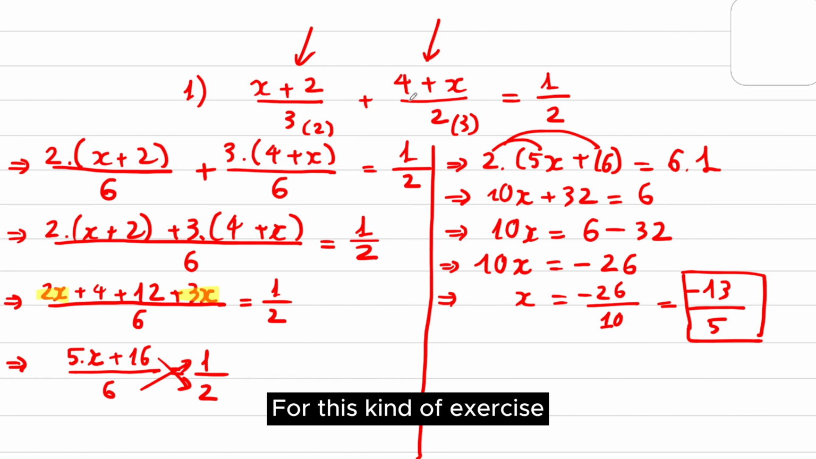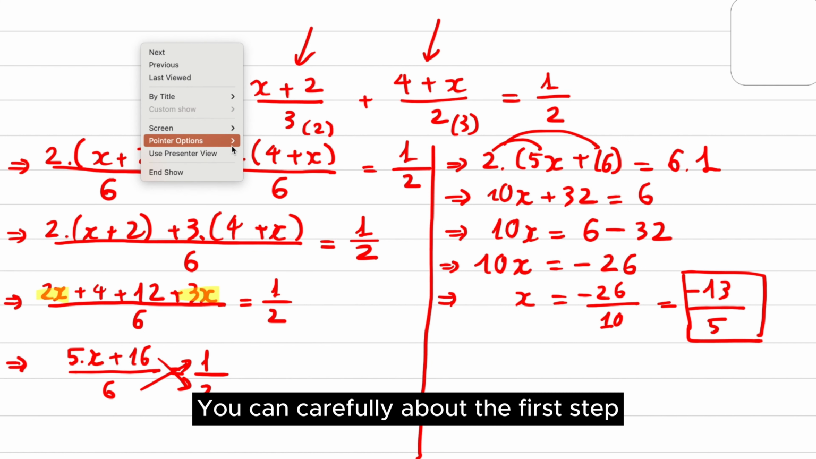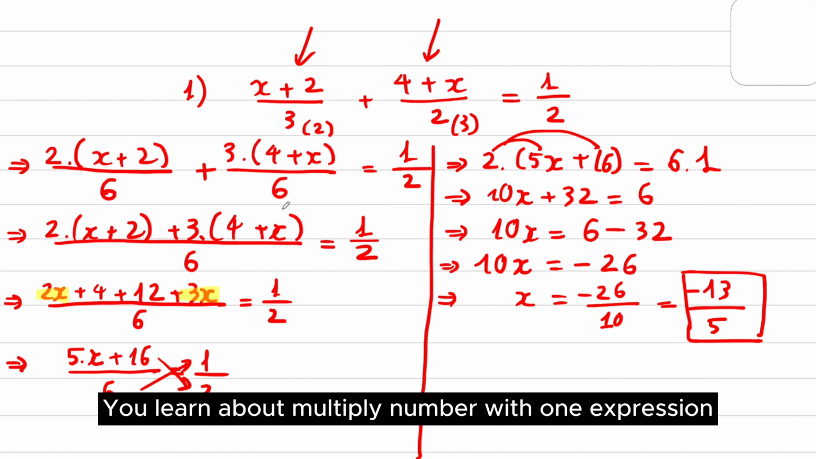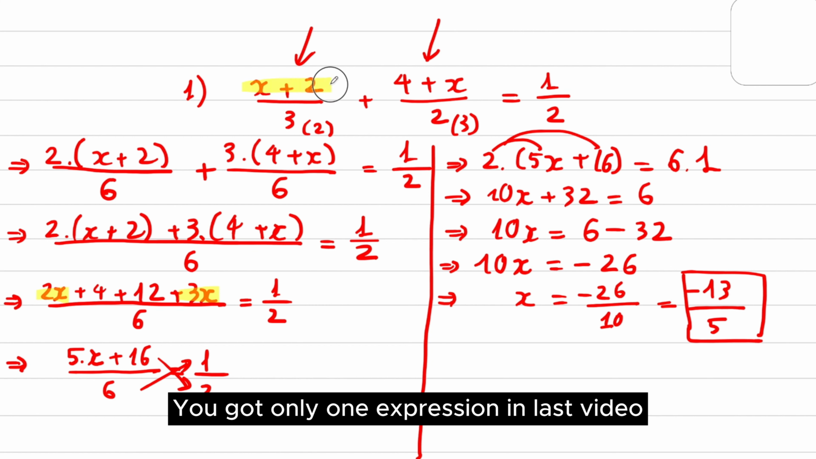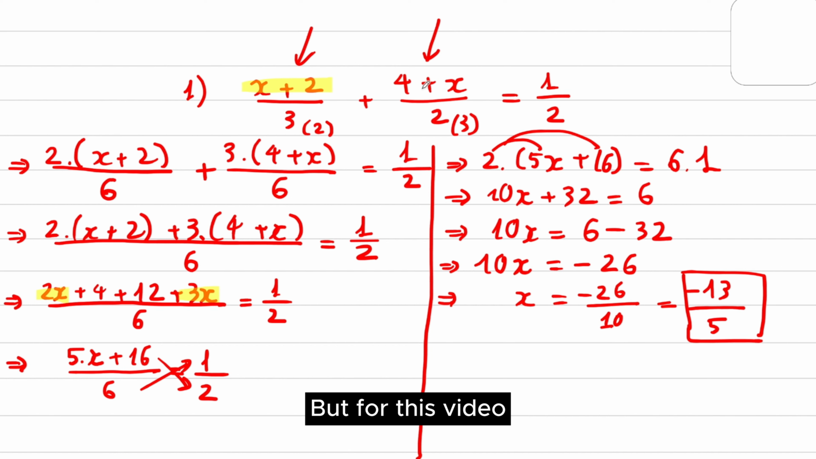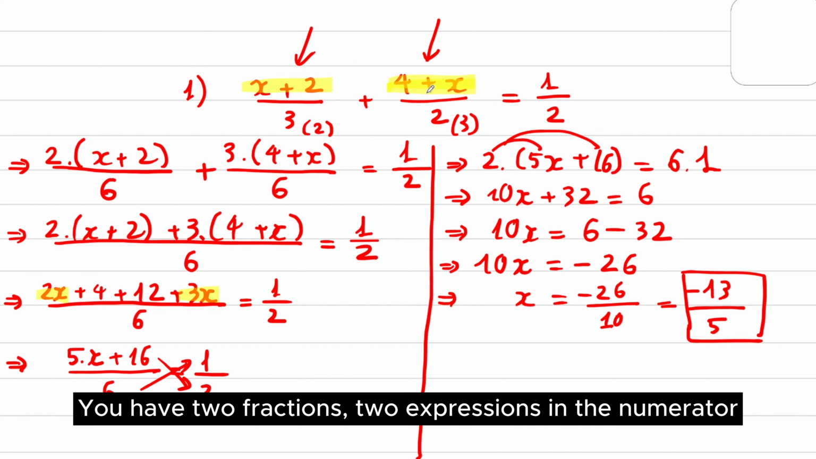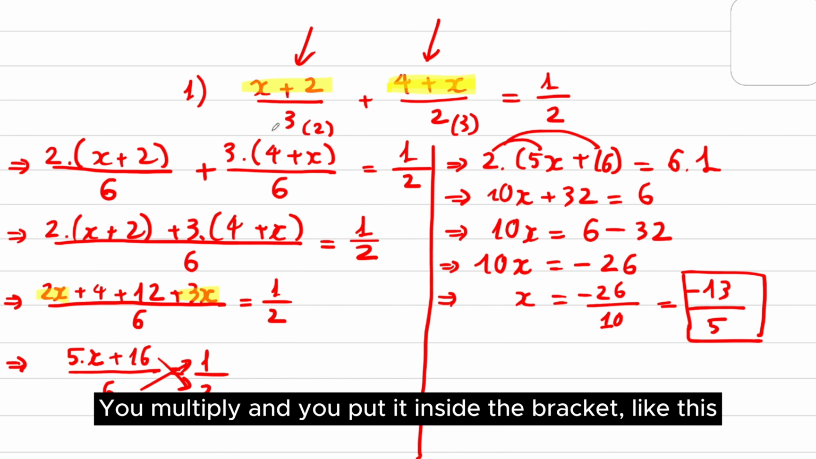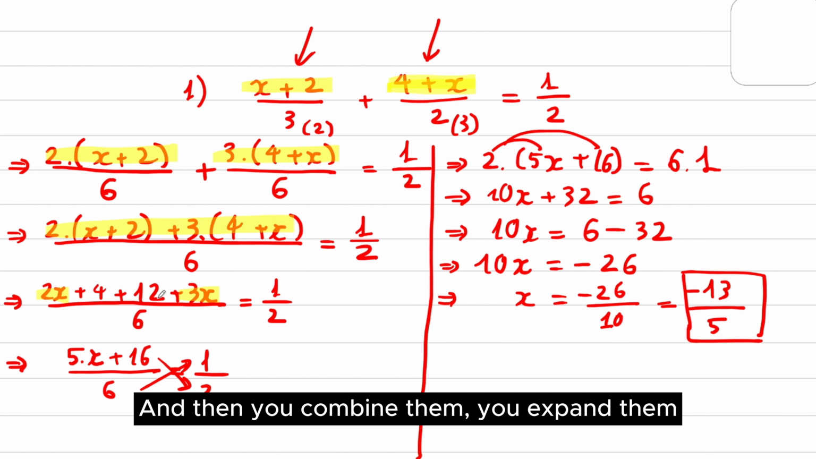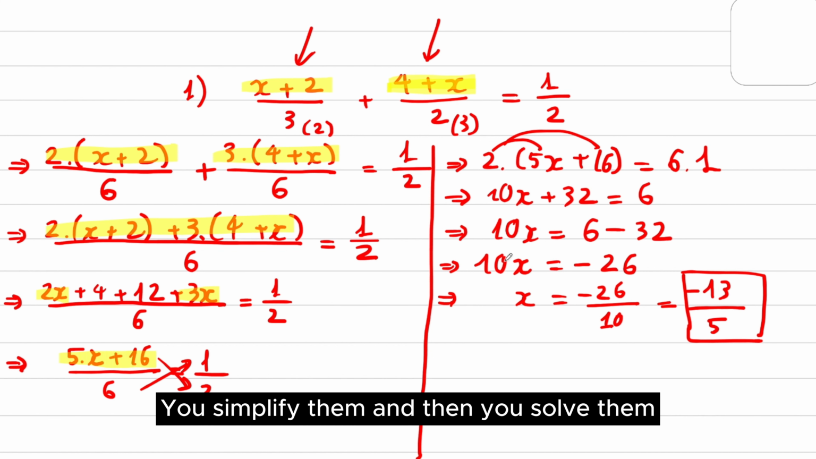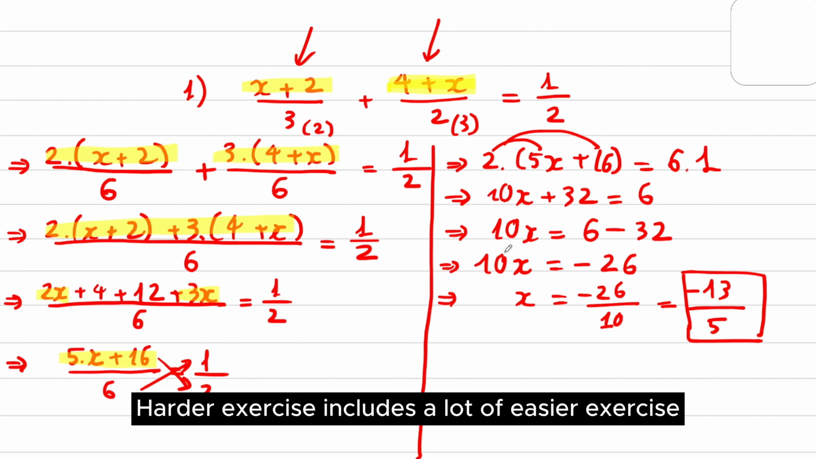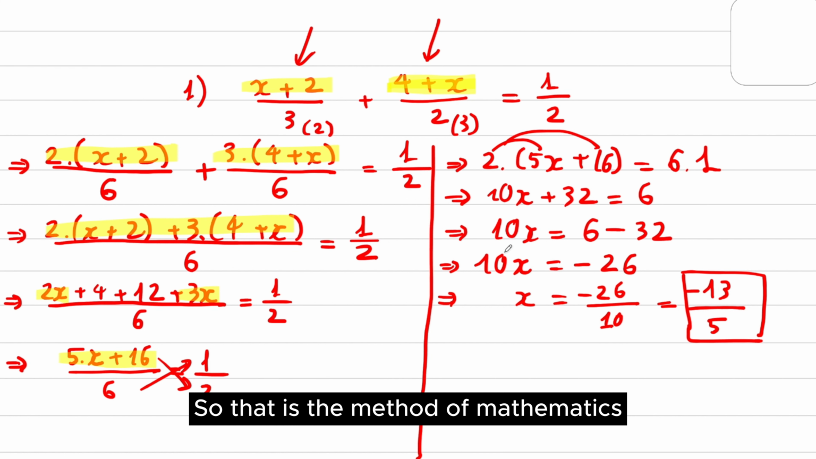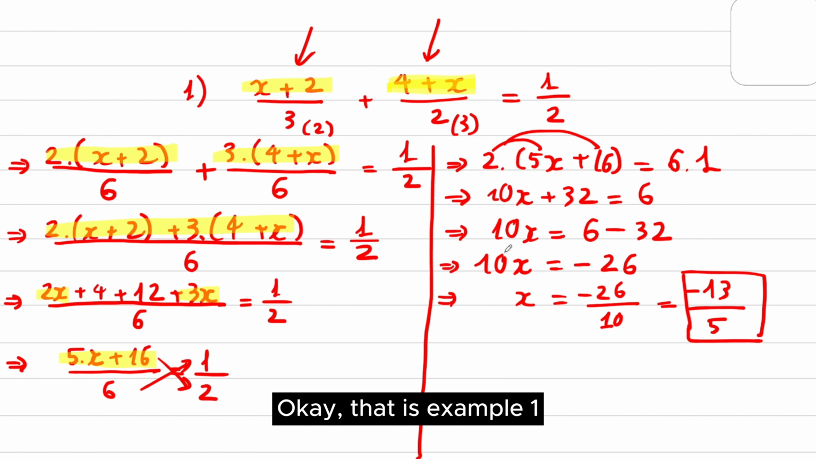For this kind of exercise, you should be careful about the first step. In the last video, you learned about multiplying a number with one expression. You got only one expression in the last video, but for this video, you have two fractions, two expressions in the numerator. We have two expressions here, but we have only one method. You multiply and you put it inside the bracket like this, and then you combine them, you expand them, you simplify them, and then you solve them. Harder exercises include a lot of easier exercises. So that is the method of mathematics. Yeah, okay, that is example 1.